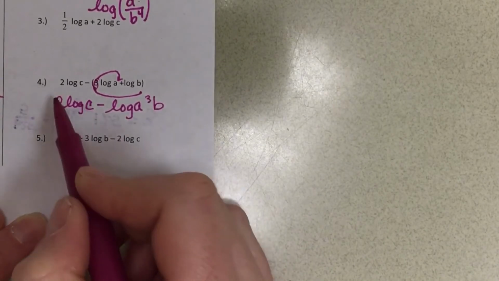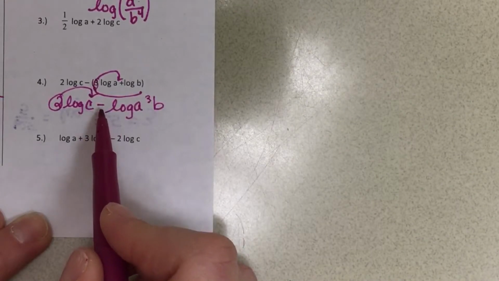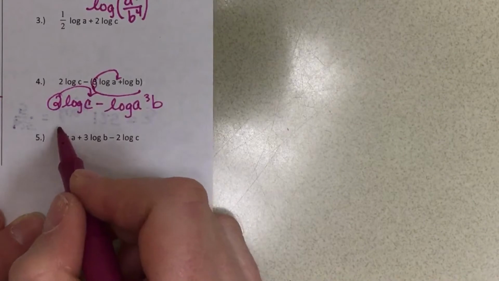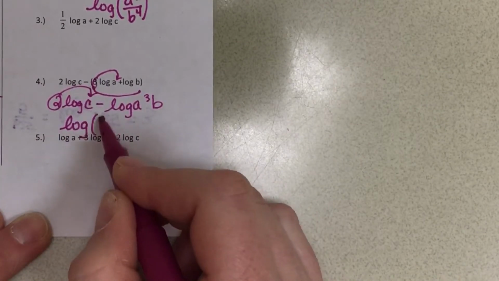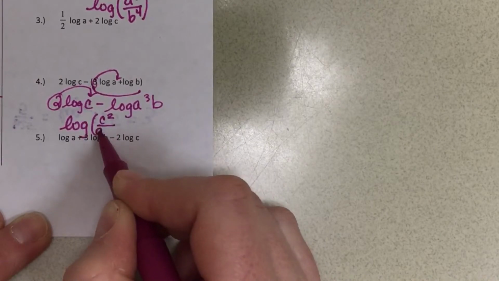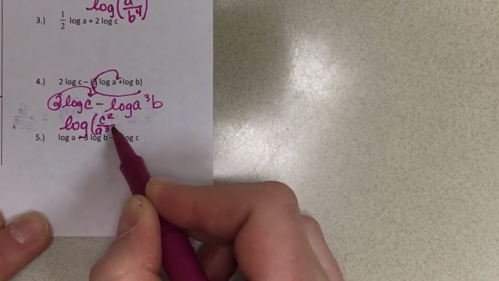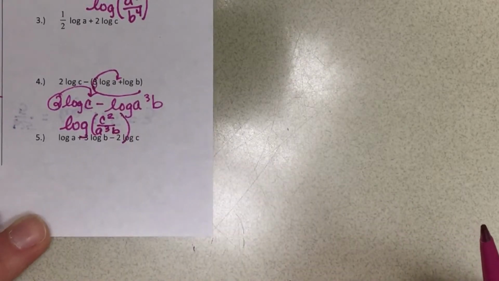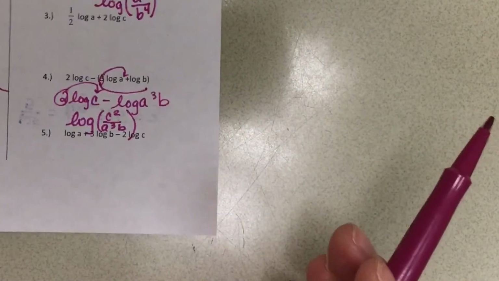Now, I also need to move this one, which I could have done in the last step. Now I have the quotient. So now I need to make this log, one log again, of c squared over a cubed b. So that helped me know what I needed to do first.